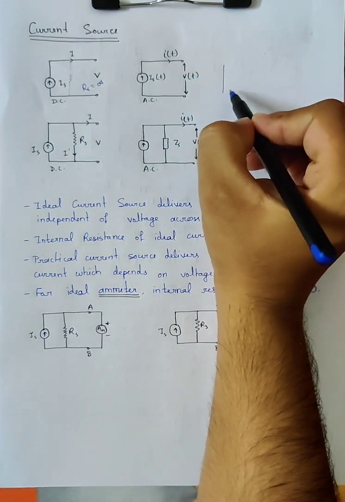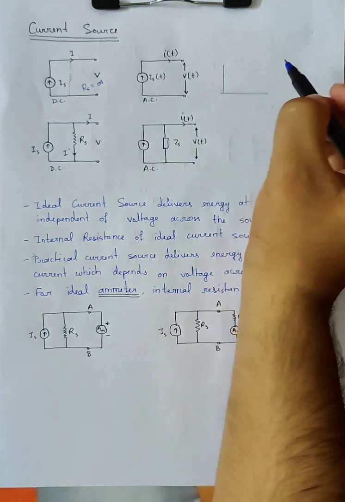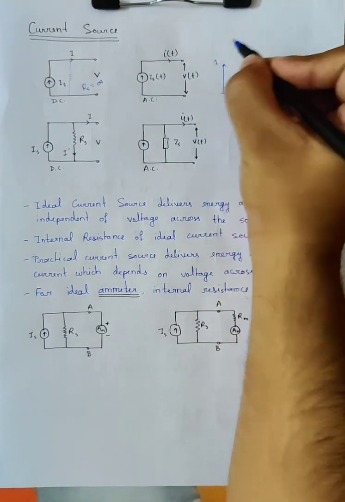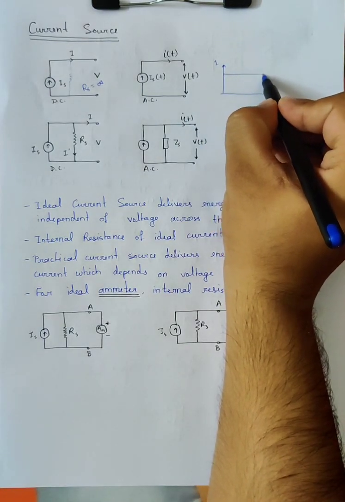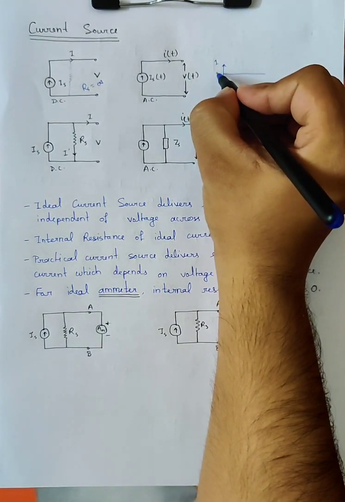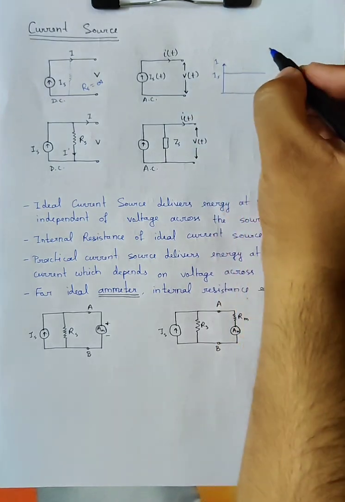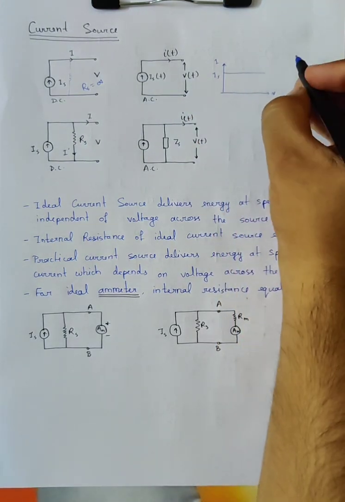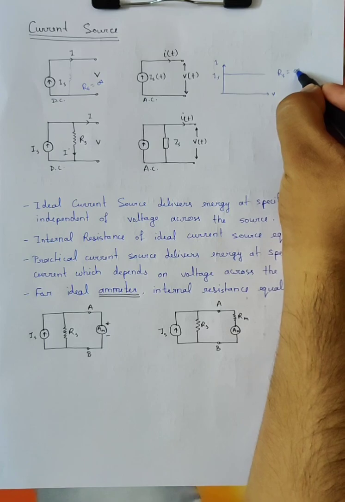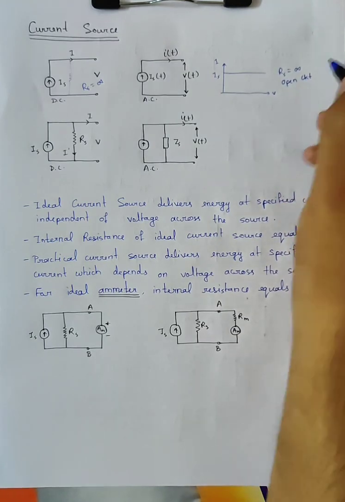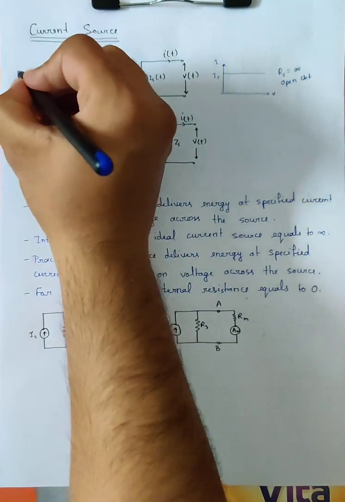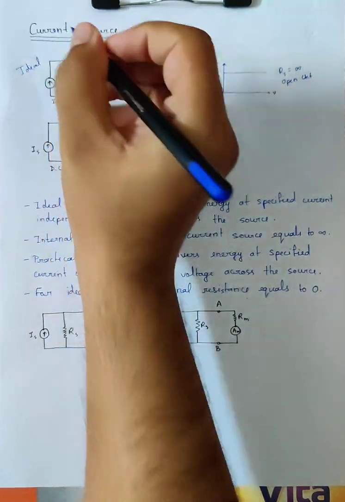If we draw the characteristics of this current source, I versus V, it will be a constant IS, since RS is equal to infinity, open circuit. This is an ideal current source.